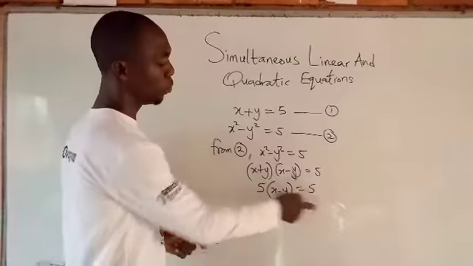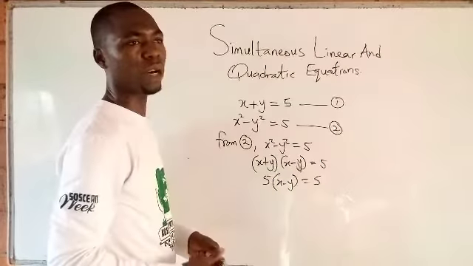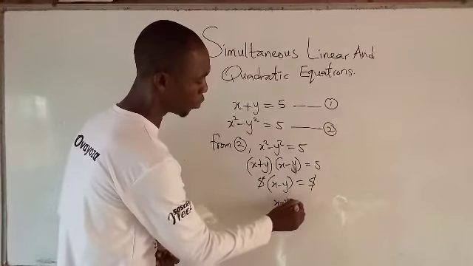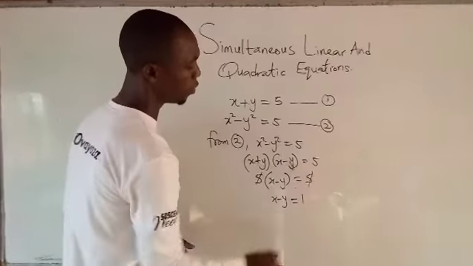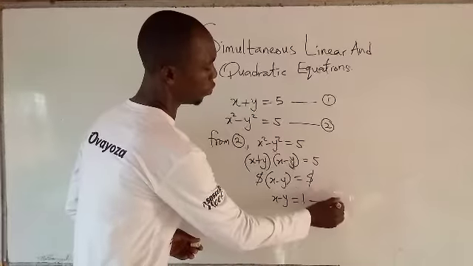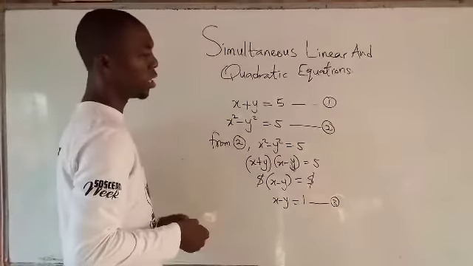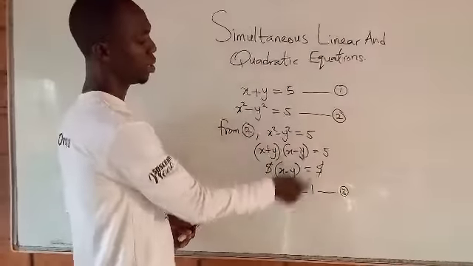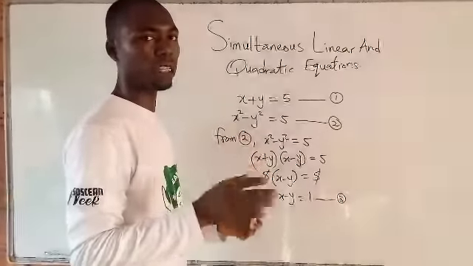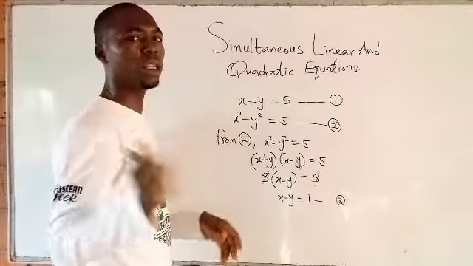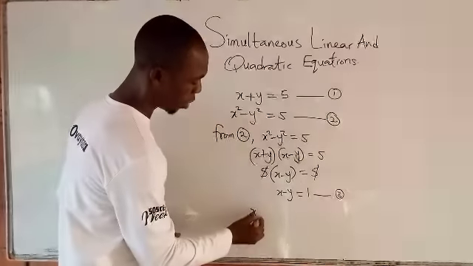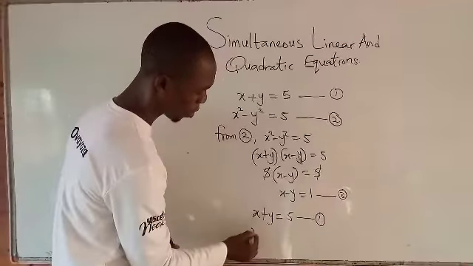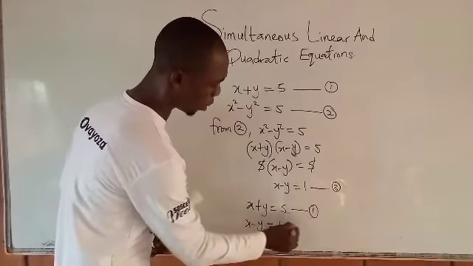Since 5 is common to both sides, I can divide through by 5. If I divide both sides by 5, here I'm left with x minus y, and 5 divided by 5 is 1. So I'll take this as equation 3. So with this now, we have avoided quadratic equation. We will now treat equation 1 and 3 as a pair of simultaneous equations, and then we can now use elimination method. This is x plus y equals 5. This is equation 1. x minus y equals 1, equation 3.